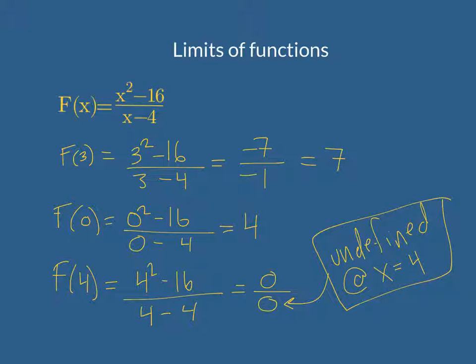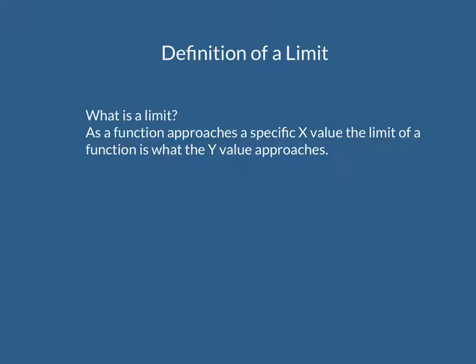Even though we cannot actually have a definition of what y equals when x equals 4, we can understand some things about the function still at x equals 4. So to do this, we're going to introduce the idea of a limit. Alright, so what is a limit? That's what you're probably thinking. As a function approaches a specific x value, the limit of a function is what the y value approaches.